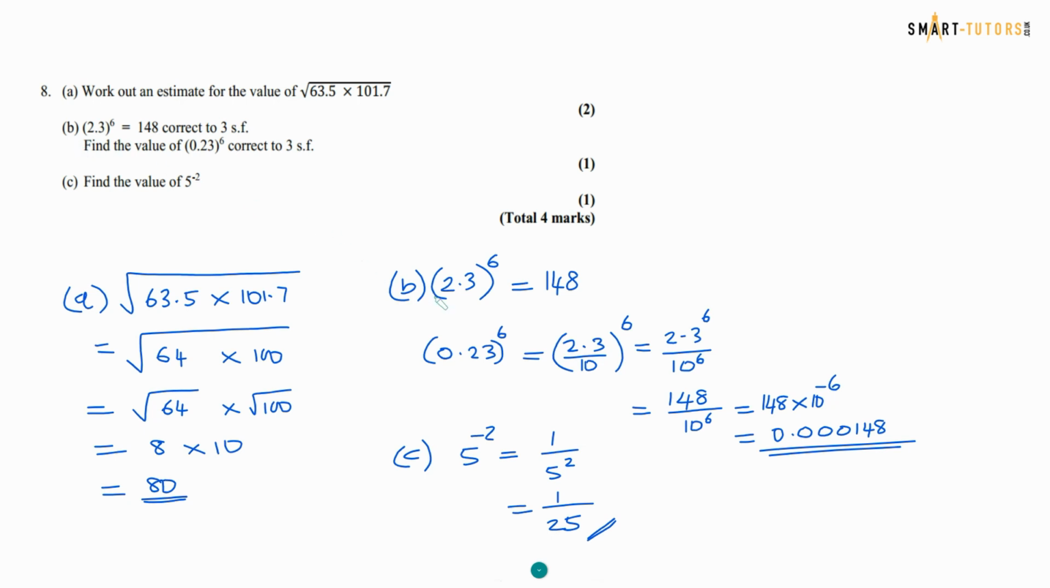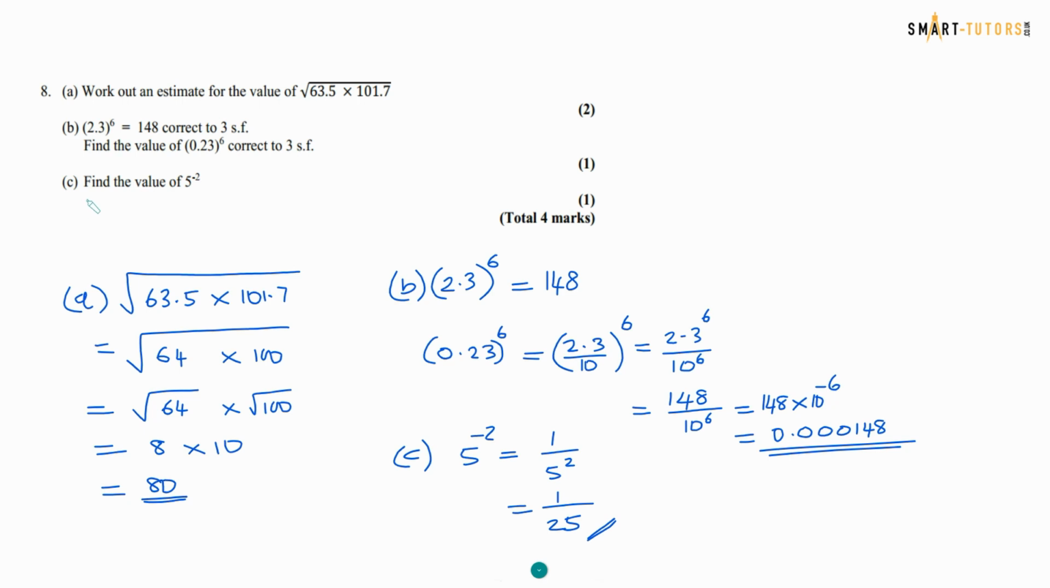Question B. 2.3 to the power 6 is 148. Find the value of 0.23 to the power 6. 0.23 can be written as 2.3 divided by 10. So the power belongs to both numbers: 2.3 to the power 6 over 10 to the power 6. 2.3 to the power 6 is 148, divided by 10 to the power 6. So 148 times 10 to the power minus 6. You can make it an ordinary number, where the invisible decimal point is moved 6 places forward. 0.000148 is the answer for B.